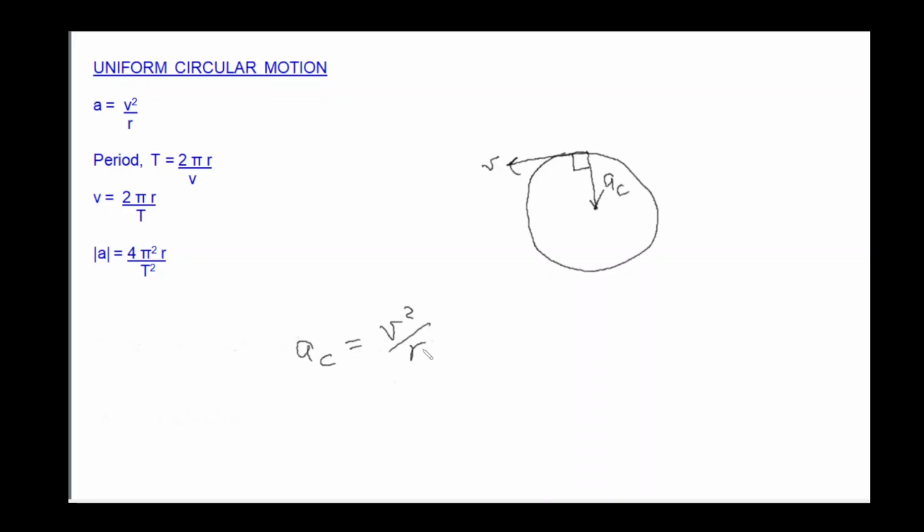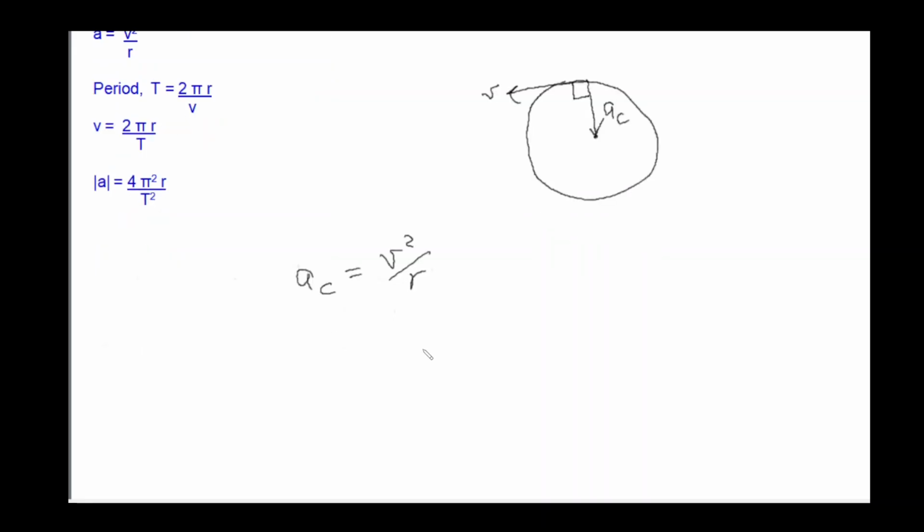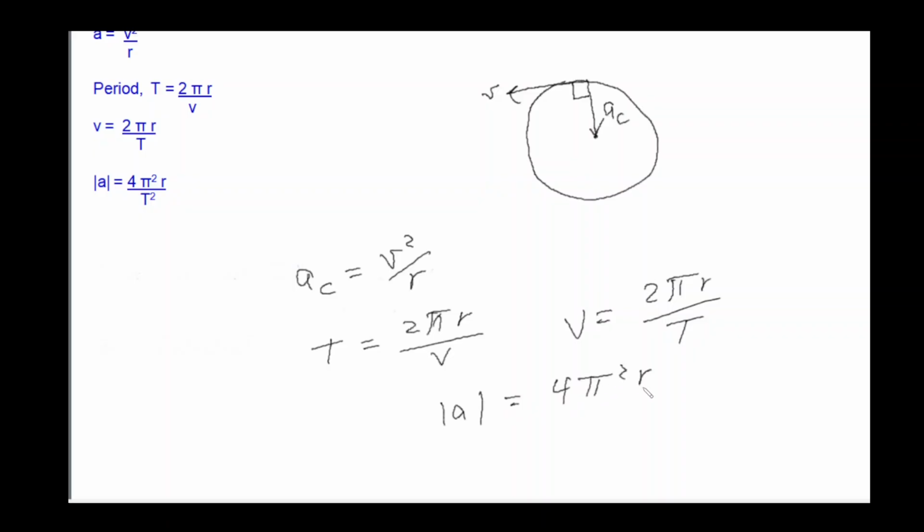And the time it takes for the object to make one revolution around the circle is called its period, and that is equal to 2 pi r divided by velocity. And the corollary of that is velocity is equal to 2 pi r over the period. And if we combine those two equations, we can find that the magnitude of our acceleration is equal to 4 pi squared r over the period squared.